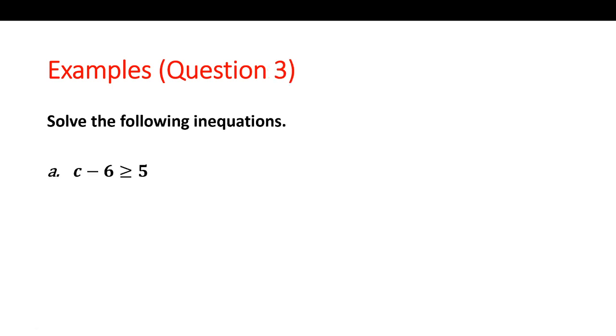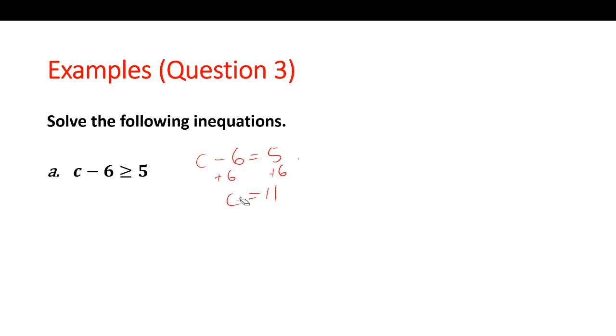Solve the following inequations. So c minus 6 is greater than or equal to 5. What we're effectively going to do for this is solve the equation as if it was c minus 6 is equal to 5. Now you guys have been solving these one-step equations since year 7, and it's pretty easy. We know the opposite of -6 is +6, and we get c is equal to 11.